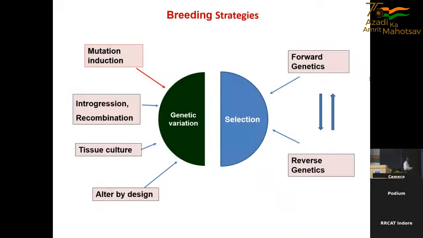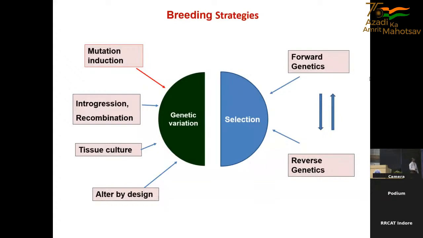Okay, if you see the breeding strategies, how to improve these crop plants, these are the strategies we normally follow. If you say any crop improvement, there should be genetic variability. That's what we call genetic variation. How does this genetic variation come? Through different processes like mutation, introgression from wild species, recombination, tissue culture, and alteration by design, what we call the CRISPR-Cas method.